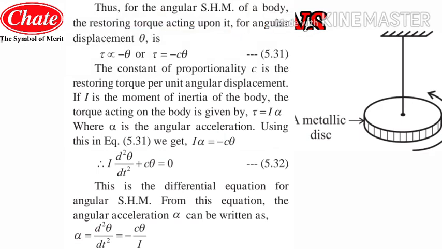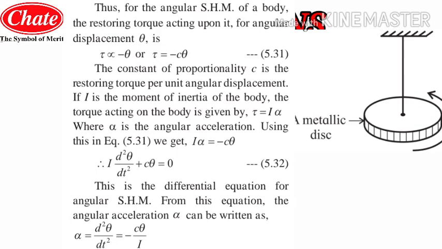Now students, as you can see, for the angular SHM of a body, the restoring torque acting upon it for angular displacement theta will be directly proportional to minus theta. So the torque will be equal to minus c into theta, where c is the constant of proportionality, the restoring torque for an angular displacement.